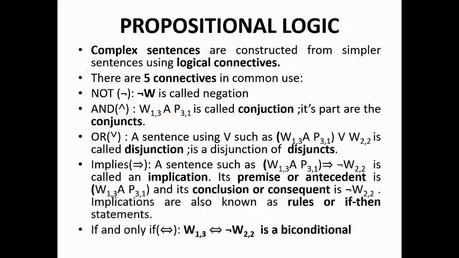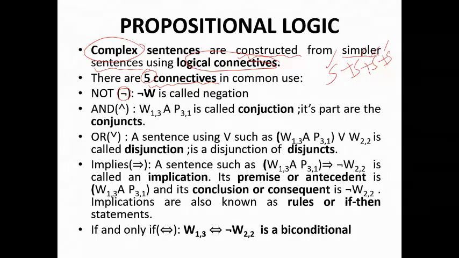Then we can go further with the idea. Now we have the complex sentence. Complex sentences are constructed from simpler sentences. So if you add two simple sentences, it may become complex, or three or four and five, and so on. Every time you add one or more simple sentences together, it becomes complex. Complex sentences are constructed from simpler sentences using logical connectives. There are five connectives in common.